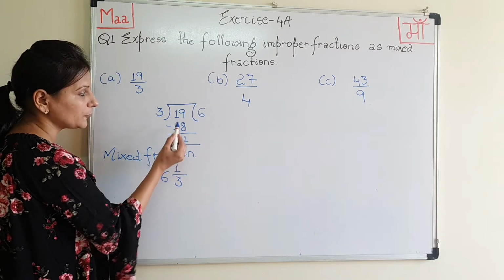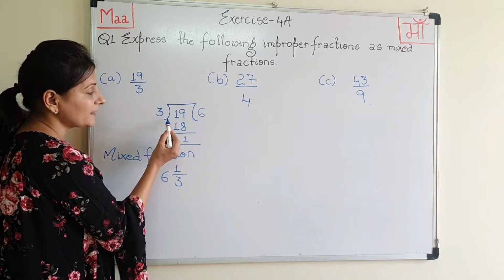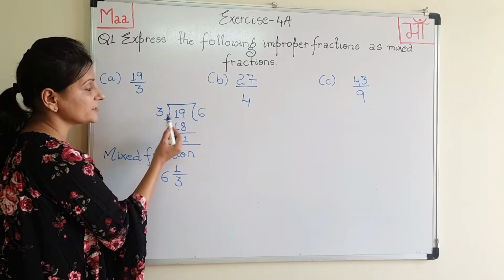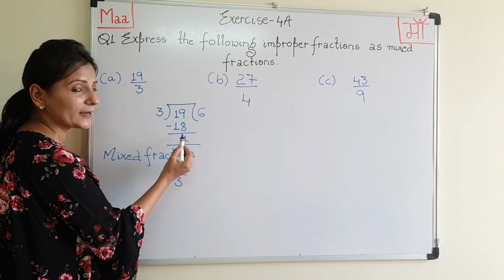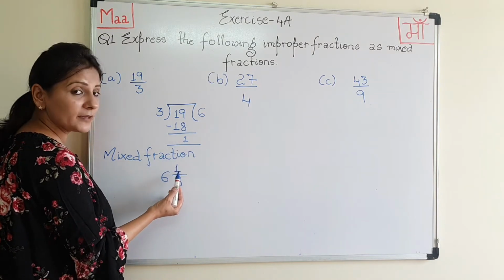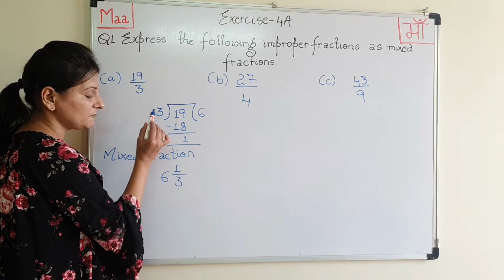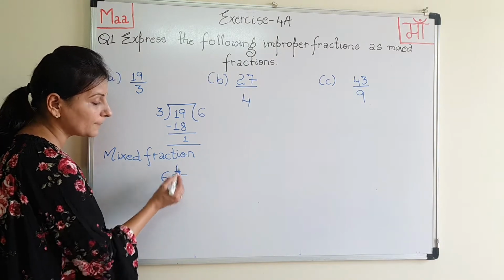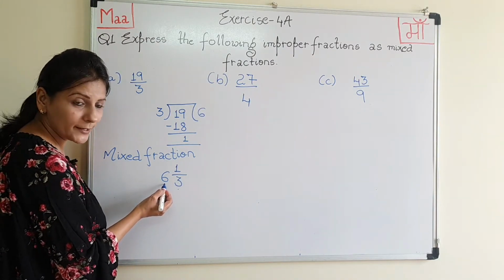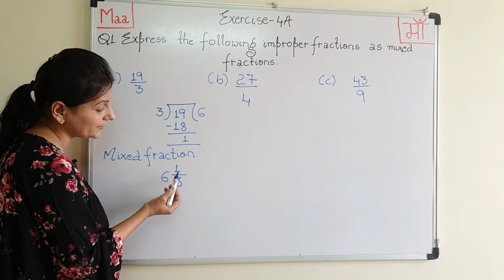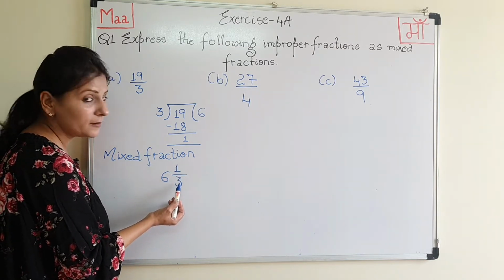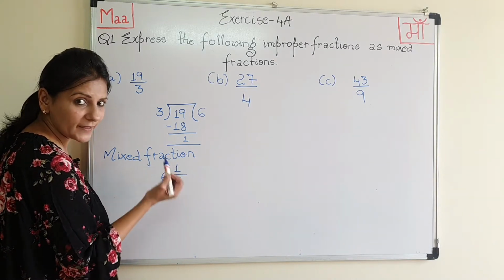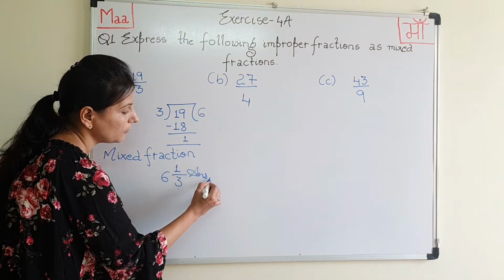Again you see, firstly you have to do division, divide 19 by 3, then search for the smallest number, meaning the nearest number to 19 in the table of 3. So it is 3 6 18, subtract it, you will get the remainder. This remainder will come in the numerator, and the number with which you have done the division will come in the denominator. Now you can see that this is the combination of a whole number and a proper fraction, where 6 is a whole number and the rest is a proper fraction. You can clearly see here that 1 is smaller than 3. Proper fractions are those fractions where the numerator is always smaller than the denominator. So this is the answer of A part.